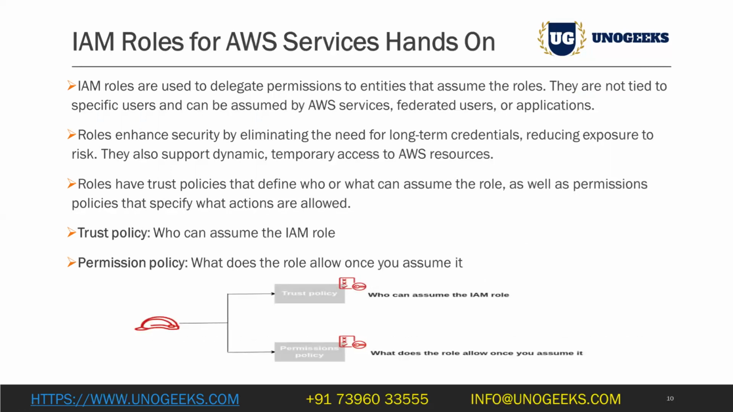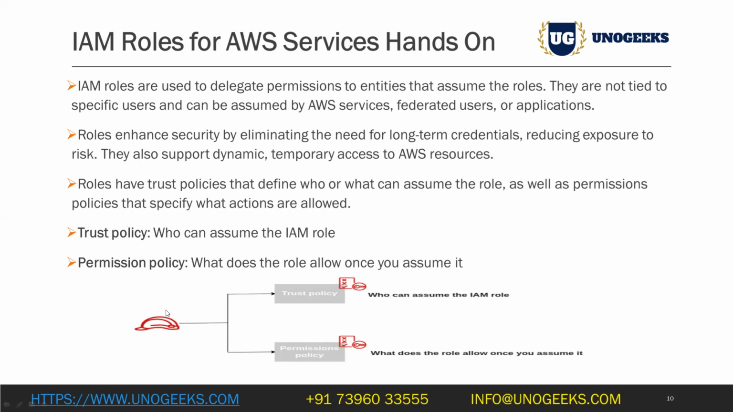So far we have seen IAM users, IAM groups and IAM policies. Now, IAM roles. What are IAM roles? IAM roles are used to delegate permissions to entities that assume those roles. They are not tied to specific users and can be assumed by AWS services, federated users and applications. Roles enhance security by eliminating the need for long-term credentials, reducing exposure to risk. They also support dynamic, temporary access to AWS resources.